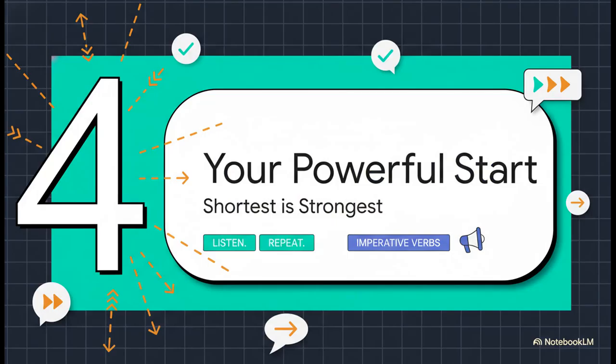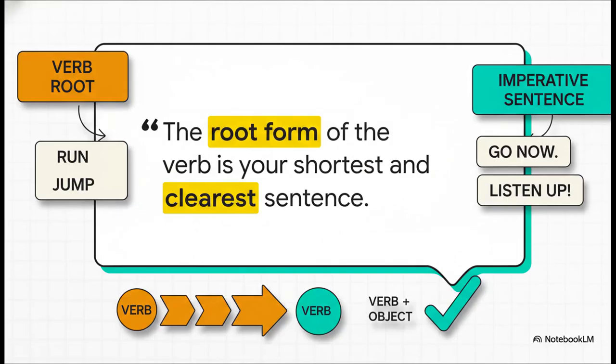All right, so let's wrap this up. What's the one big idea you absolutely need to walk away with from this whole strategy? This is it, right here. This is the golden rule. The root of the verb, its most basic, simple form, is your shortest and most powerful sentence in English. It is your number one starting point for speaking.